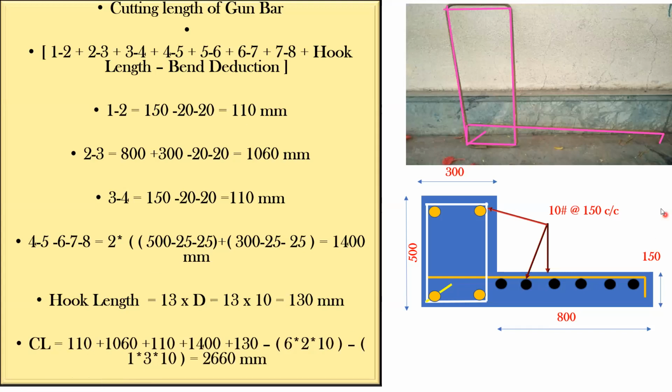110. So this portion is 110. This straight portion is 1060. So add 1060, plus again this bend is 110, 110 plus 1400. This 1400 is the complete stirrup part, this much part. 1400 plus 130 is the hook part. So here everything is done.